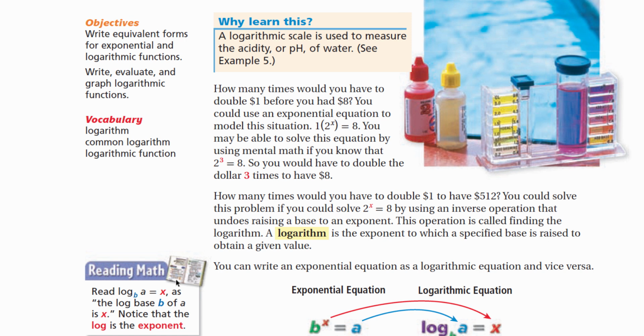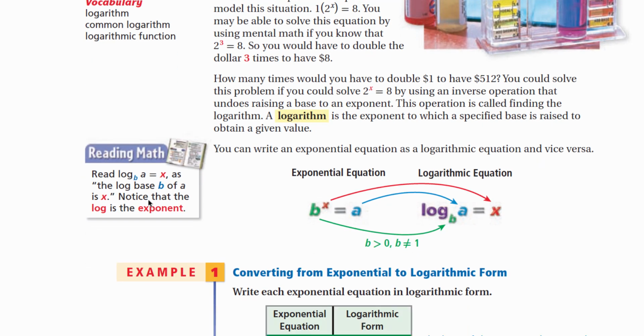You may be able to solve this equation by just using mental math. If you already know that 2 to the third is 8, you would know the answer. So you would have to double the dollar 3 times to have $8. Here's a new question. How many times would you have to double $1 to have $512?